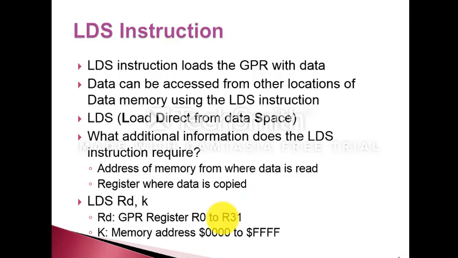One of the most important differences between the LDS statement and the LDI statement is that by using the LDS statement you can access the full GPR as memory, which is not possible by using the LDI statement. By using the LDI statement, you can only access registers from R16 to R31, but by using the LDS statement, you can access the full GPR memory from R0 to R31. In this, K represents the memory address from $000 to $FFF. The dollar sign represents the hex value of the address.